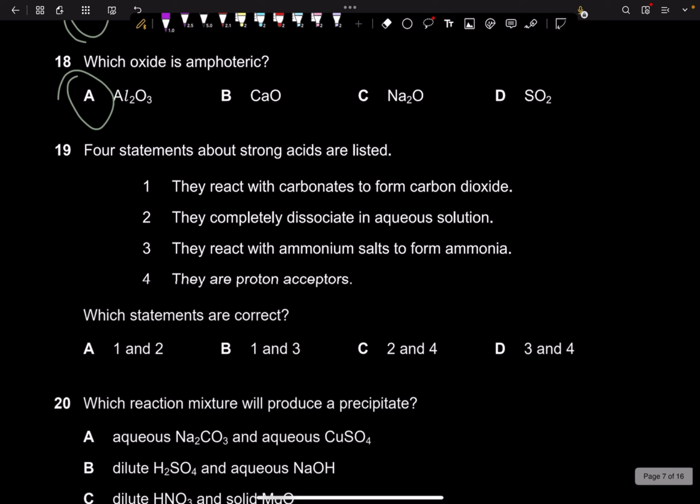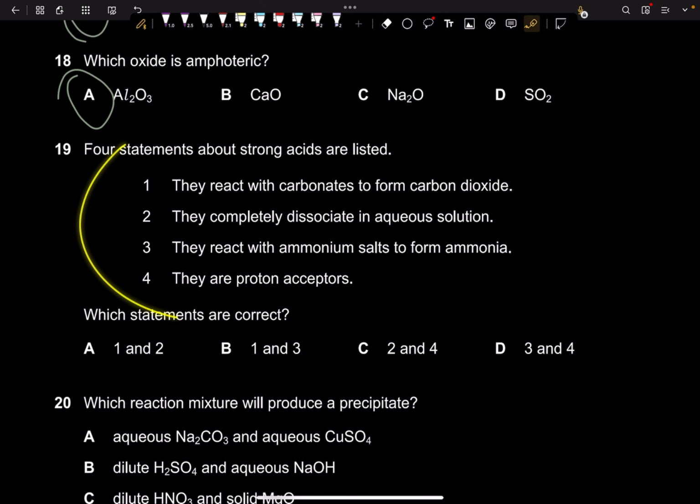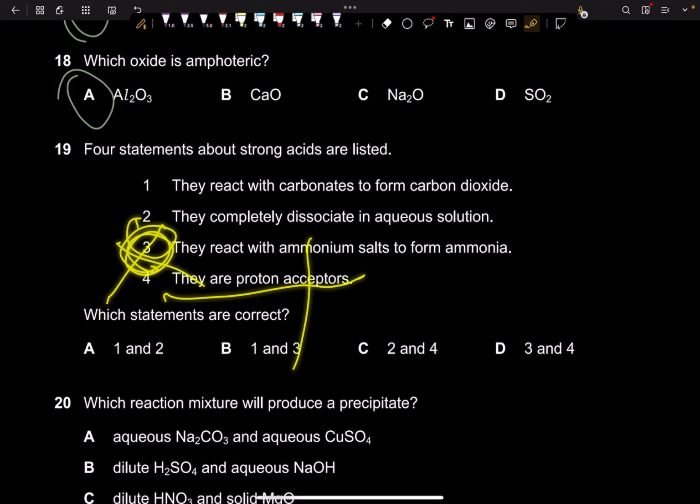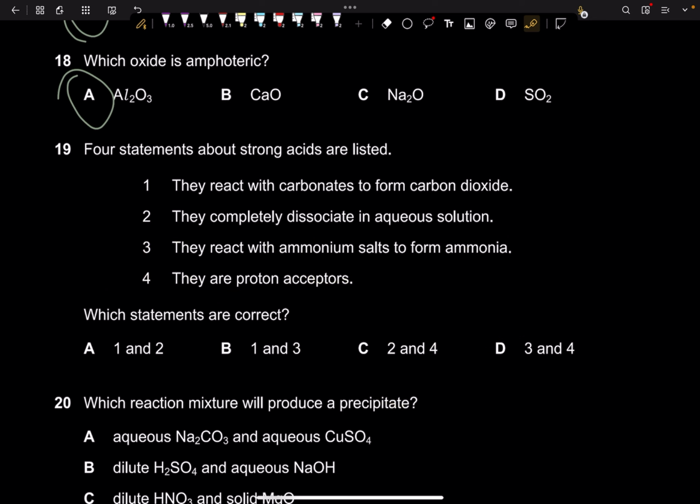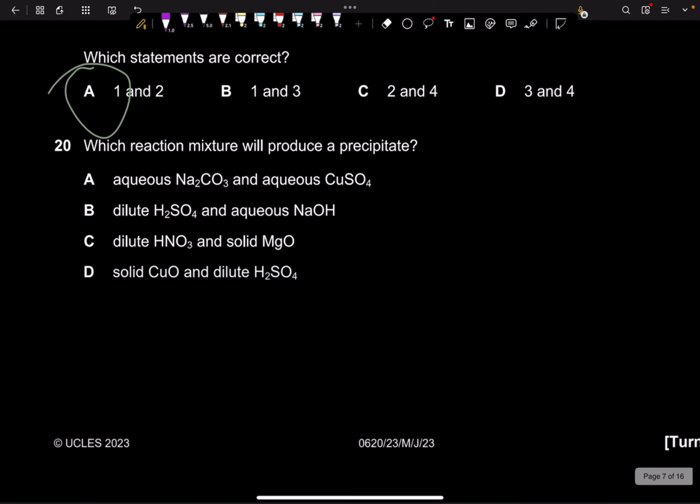4 statements about strong acids are listed. ठीक है, which statements are correct? They react with carbonates to form carbon dioxide. That's correct. Acid plus carbonate equals carbon dioxide plus salt plus water. They completely dissociate in aqueous solution. That's correct. They completely form H plus ions. They react with ammonium salts to form ammonia. That's incorrect. Your alkalis react with ammonium salts to produce ammonia. They are proton acceptors. They are not proton acceptors. They are acids. All acids are proton donors, not acceptors. So it's going to be option 1 and 2, which makes it option A.